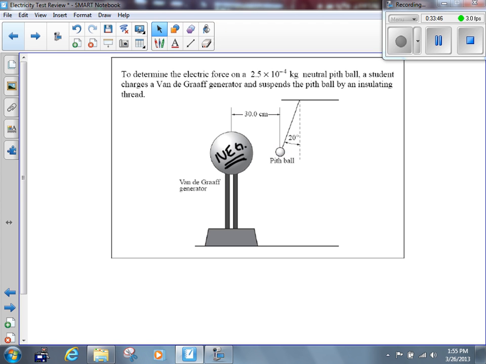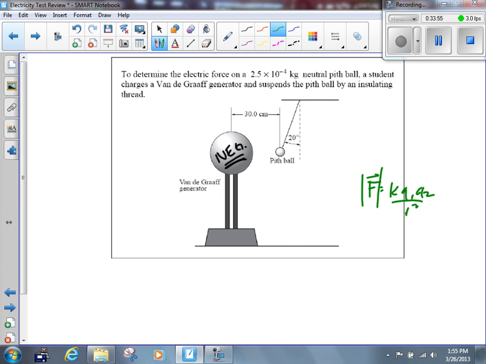We want to find the electric force. Now, the temptation when we want to find the electric force is to use this equation. And I'm not going to lie to you, that's exactly what I wanted to do the first time I saw this question. Then I realized, well, A, I don't know what the charge of the Van de Graaff generator is. B, the pith ball doesn't even have a charge. So I couldn't find any way to make that equation work.